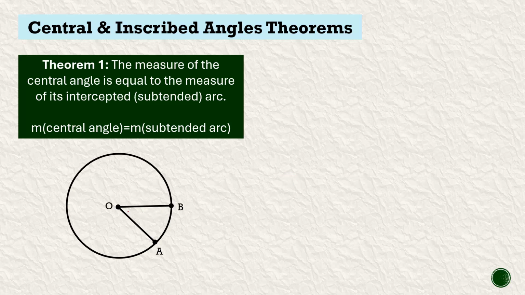So if in this case we have an angle AOB, which is the central angle, let's say that's 30 degrees, that means arc AB is also 30 degrees. That's the meaning of that.